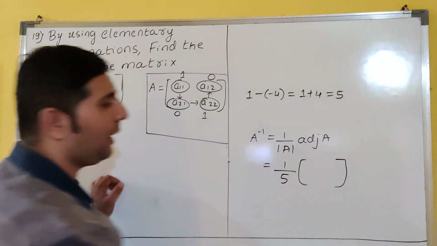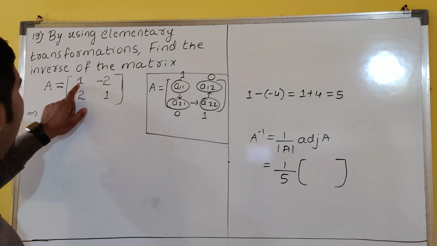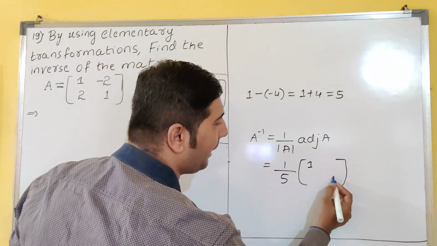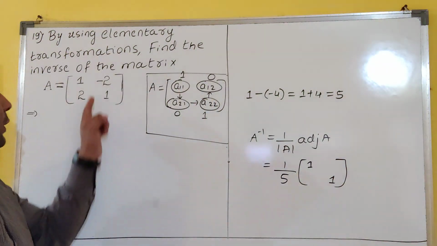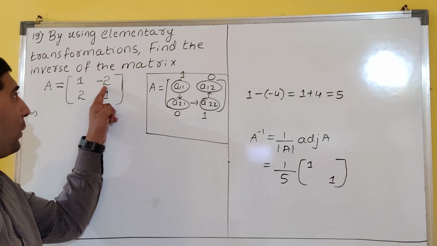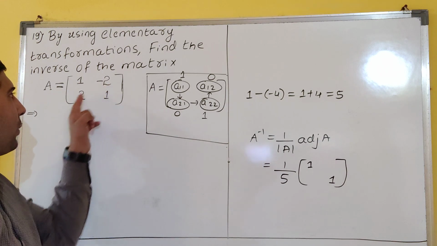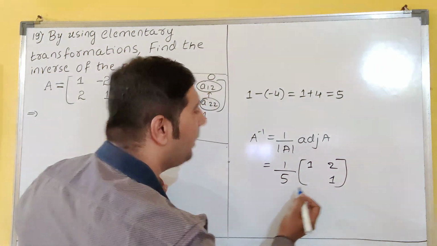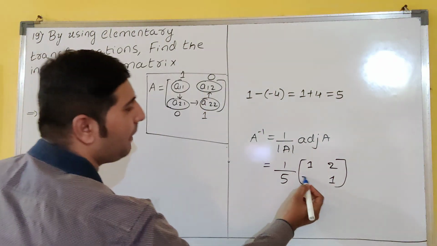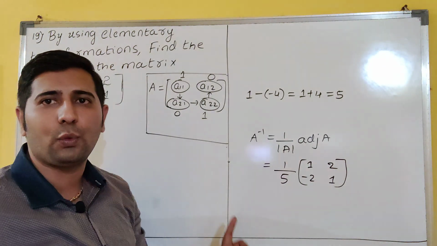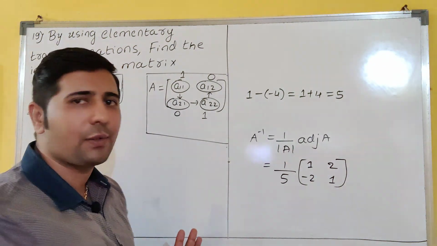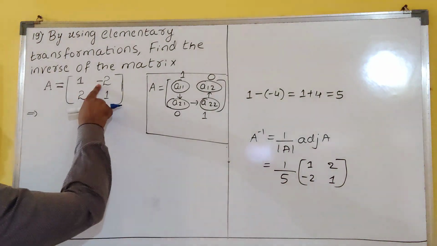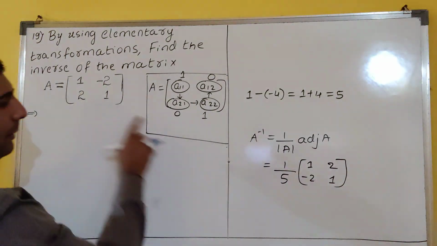And adjoint of A. How to write the adjoint of A? You have to interchange 1 and 1. If you interchange them, it remains the same because both are 1 and 1. You have to change the sign of minus 2 and plus 2. Minus 2 will become plus 2, plus 2 will become minus 2. Don't interchange these numbers, dear students, only change the sign of these two numbers.